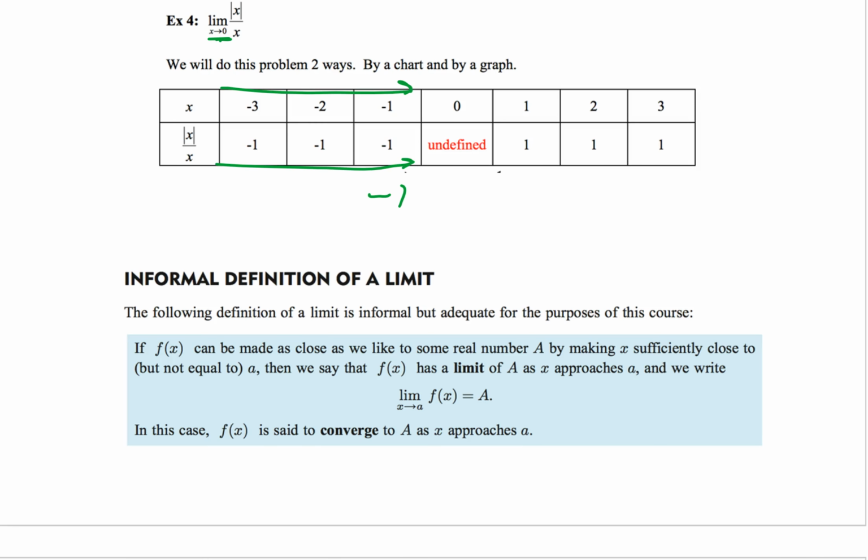Then here, as you get close to 0 from above, look at what your values are. These are all +1. Those things don't match. So, our favorite: limit does not exist.